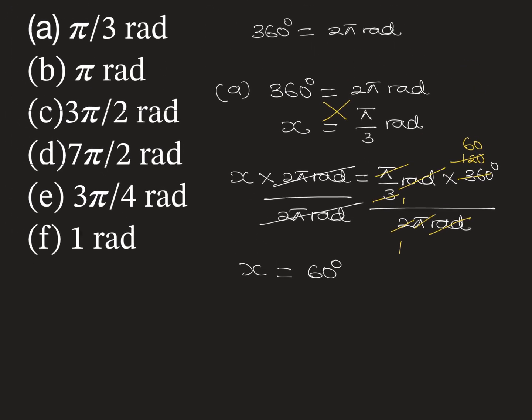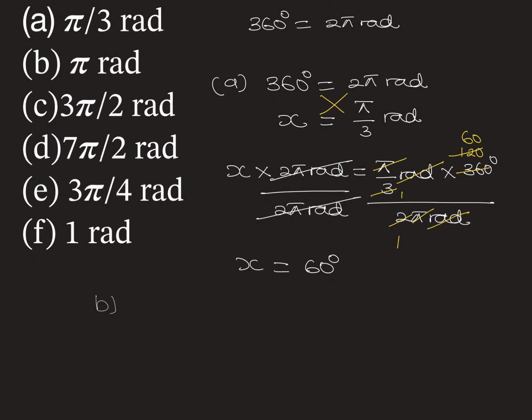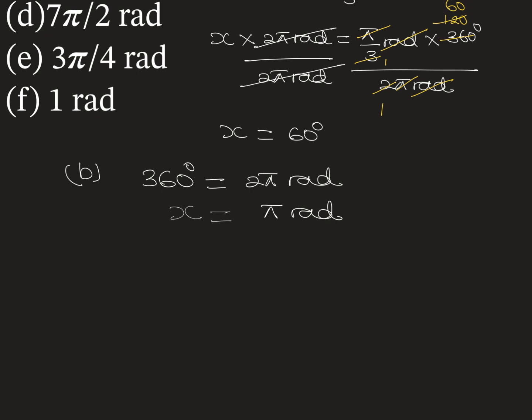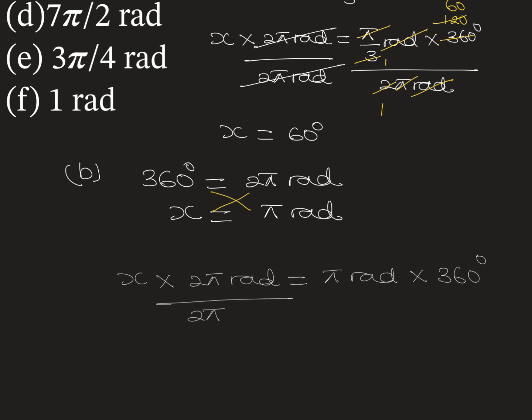Question B is pi radians. B, if 360 degrees is equal to 2 pi radians, then what is pi radian? That will be equal to x. So we have to cross multiply. And when we cross multiply, we're going to have x times 2 pi radians is equal to pi rad times 360 degrees. To find x, we divide both sides by 2 pi radians.